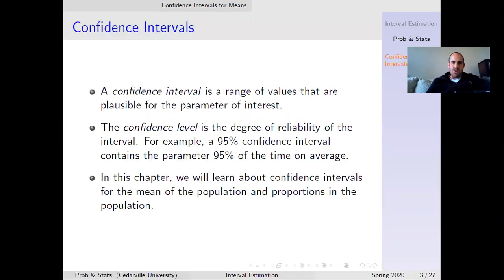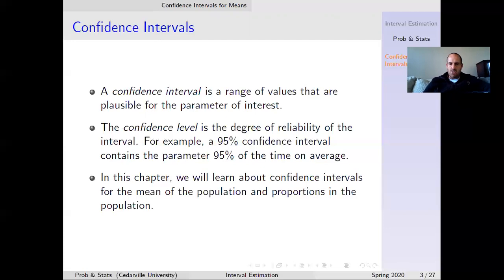So a confidence interval is a range of values that are plausible for the parameter of interest. Okay, so again, we could be talking about the mean or the standard deviation. There might be other parameters we're interested in. The confidence level is the degree of reliability of the interval. For example, if I say a 95% confidence interval, what I'm saying is that whatever parameter I'm talking about, I'm 95% confident that it's there. Okay, so the parameter will be there on average that percentage of the time.